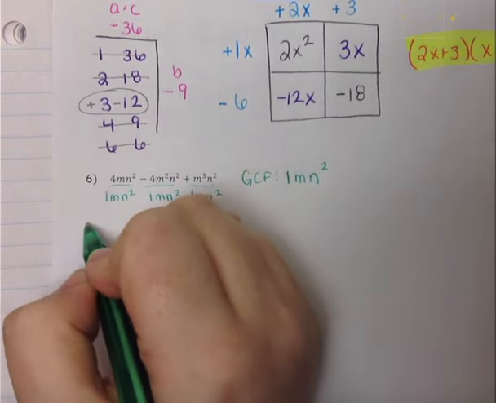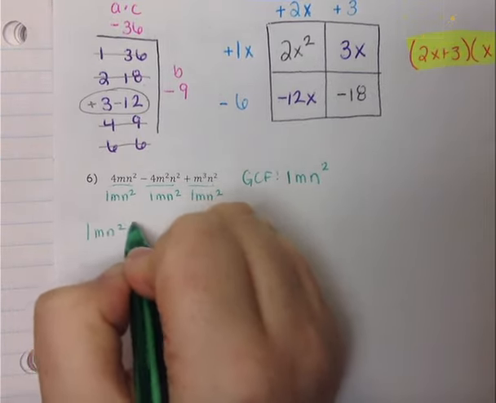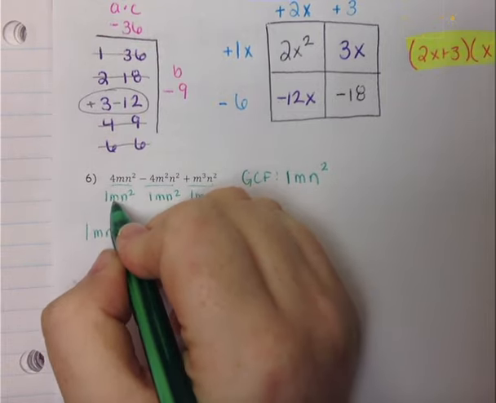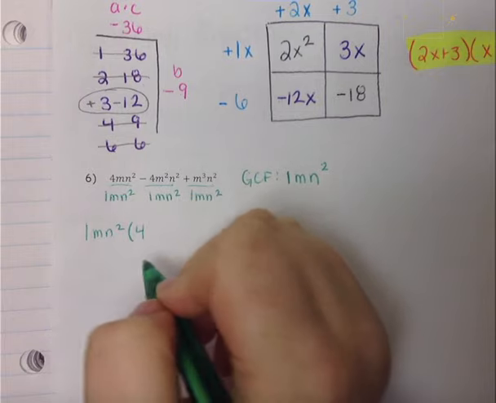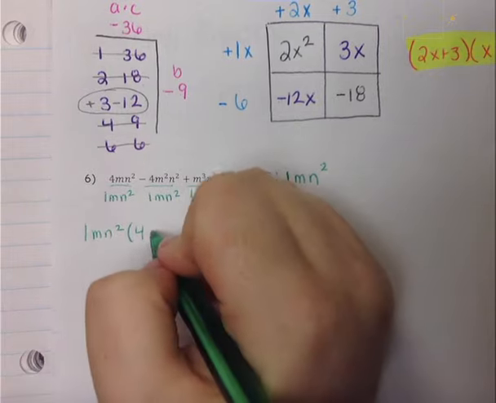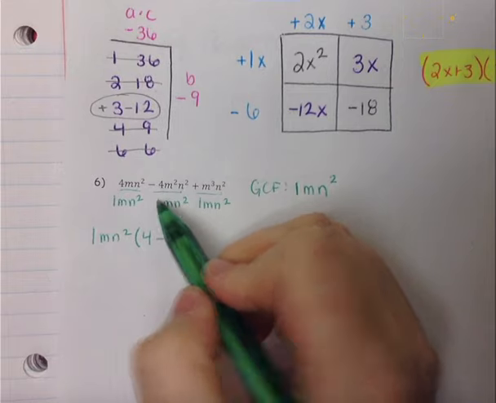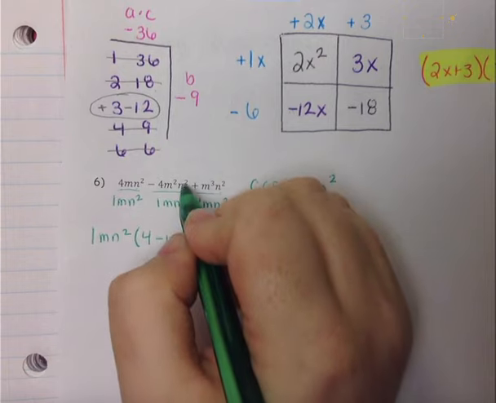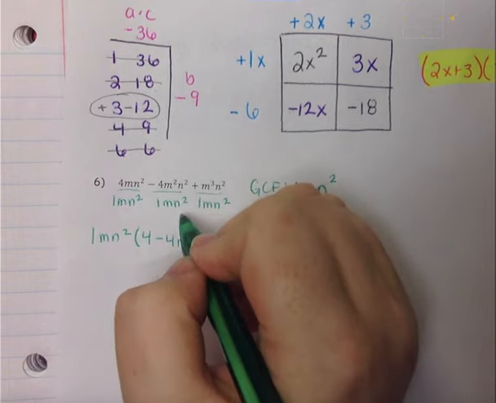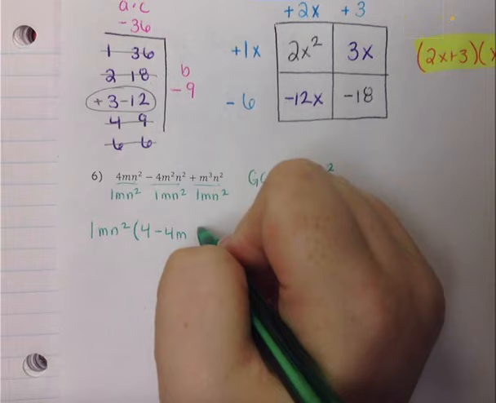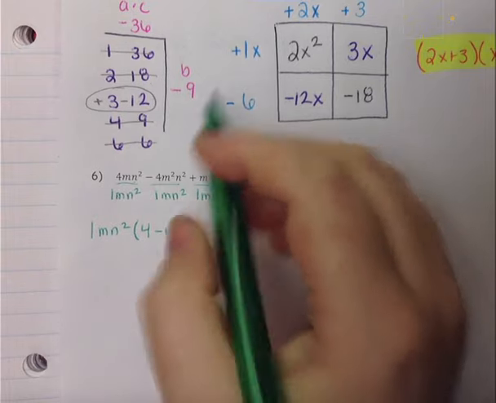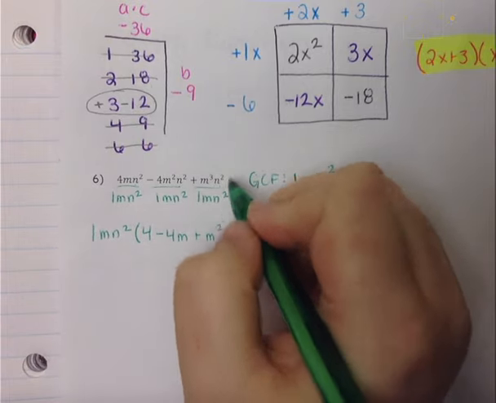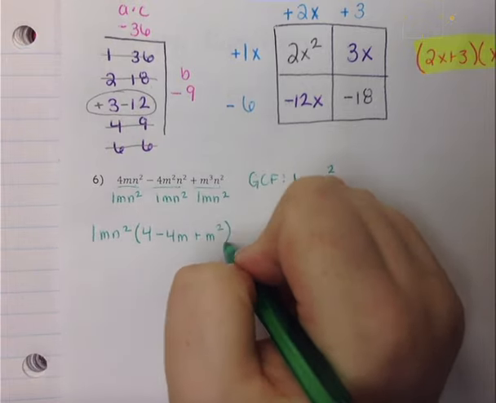We're going to put that on the outside of our parentheses. Now 4 divided by 1 is 4. M divided by m is gone. n squared divided by n squared is also gone. So that just becomes 4. Then we have minus 4 divided by 1 is 4. M squared divided by m is m. N squared divided by n squared is gone. Then we'll have plus 1 divided by 1 is just 1. M cubed divided by m is m squared. And n squared divided by n squared is gone. So we have divided everything.